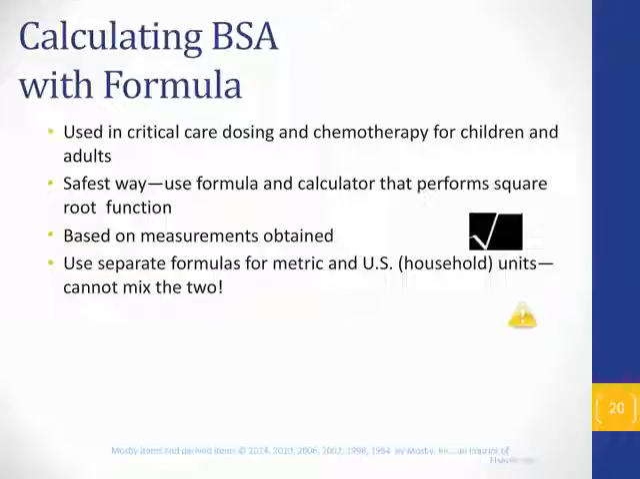There are two different formulas, one for using metric and one for using household measures, like height and weight. You just need to know which you are using. The good news is you can use either one, but you can't cross between them. So you have to use height and weight in household measures, regular measures like weight in pounds, or you use the complete metric measurements.